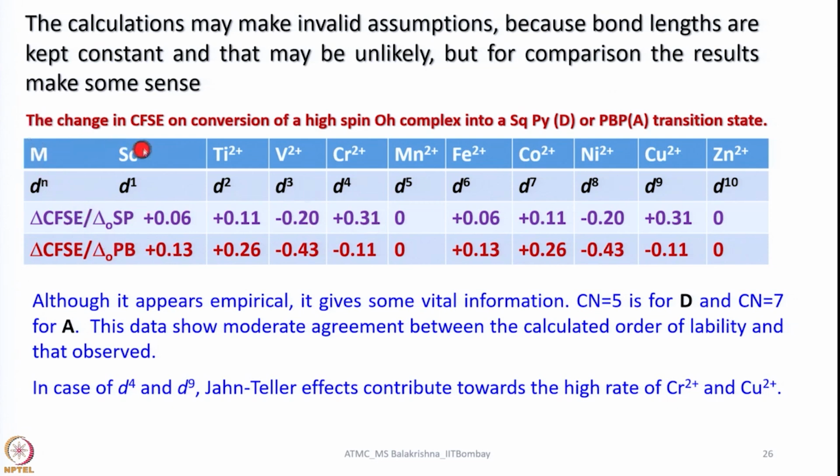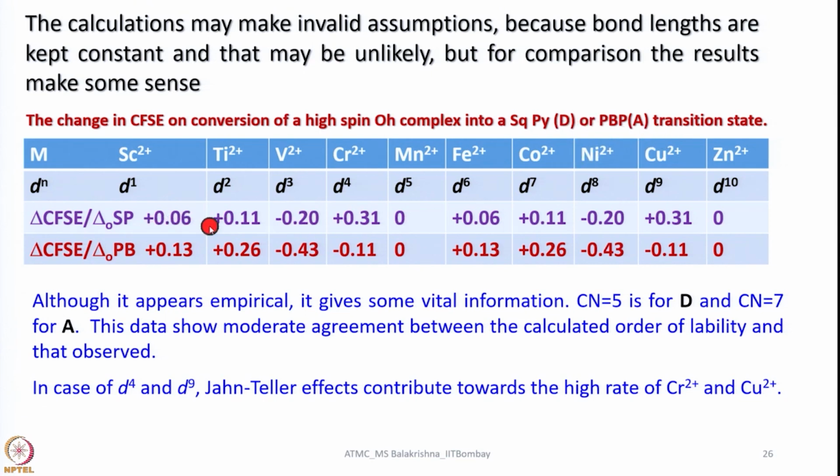I have given the change in the CFSE on conversion of a high spin octahedral complex into a square pyramidal complex if it is following a dissociative pathway, or a pentagonal bipyramidal intermediate or transition state if it is following an associative pathway.